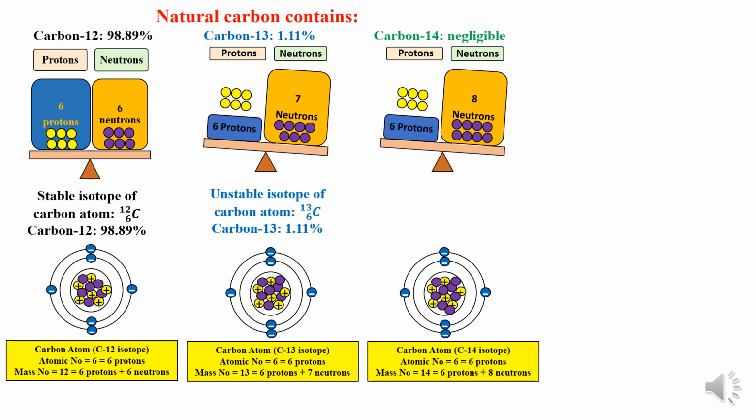C13 is an unstable isotope of the carbon atom with an abundance of only 1.11%, and C14 is a highly unstable isotope of the carbon atom, and its abundance is very negligible, and rarely will you find this particular isotope. So the abundance or the presence of that particular isotope depends on its stability. So if it is more stable, its abundance will be more. If it is unstable, its abundance will be less.